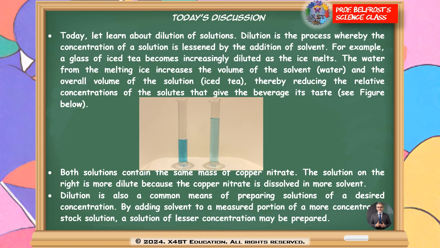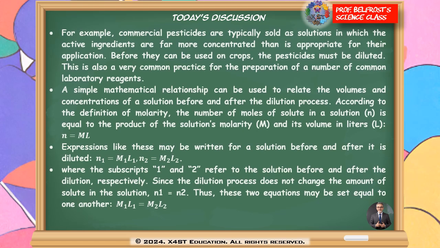Dilution is also a common means of preparing solutions of a desired concentration. We always make use of this in many laboratories, for example in a chemistry laboratory or a biology laboratory. By adding solvent to a measured portion of a more concentrated stock solution, a solution of lesser concentration may be prepared. For example, commercial pesticides are typically sold as a solution in which their active ingredients are far more concentrated than is proper for application, so it must be diluted.